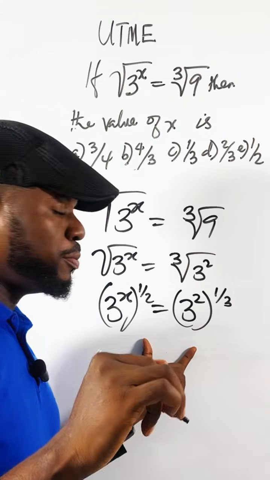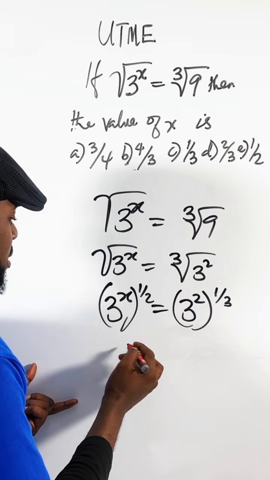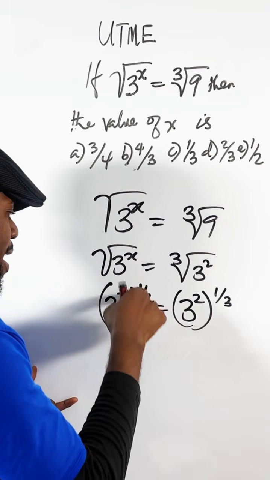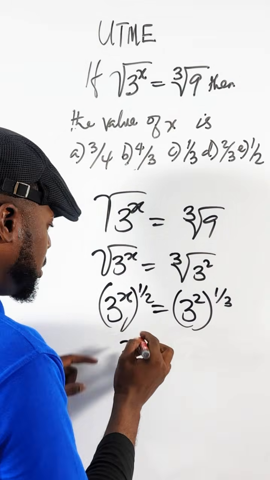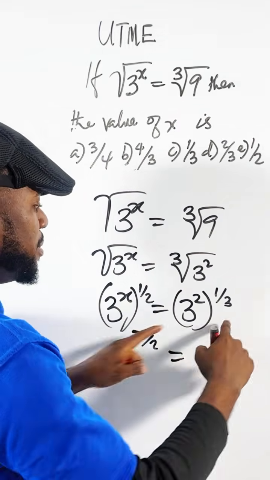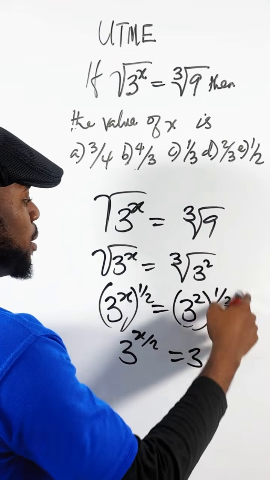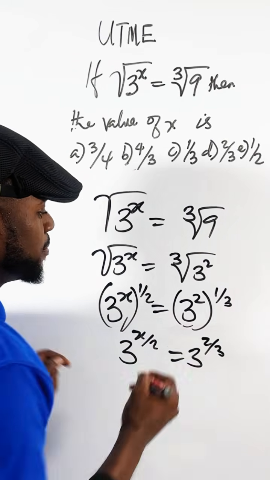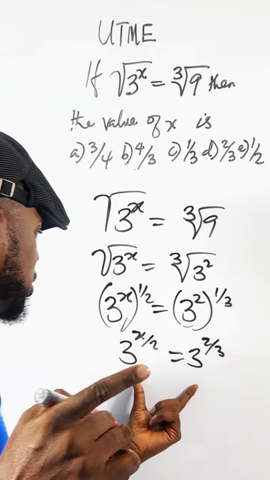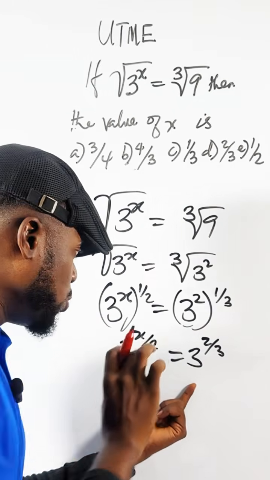All right, because we have established these basic functions, we will need to do the expansion by multiplying the exponents. If x is multiplied by a half as a power, then you have x over 2. Similarly, if you multiply this 2 by 1 over 3, you have 2 over 3. Hope that makes sense.